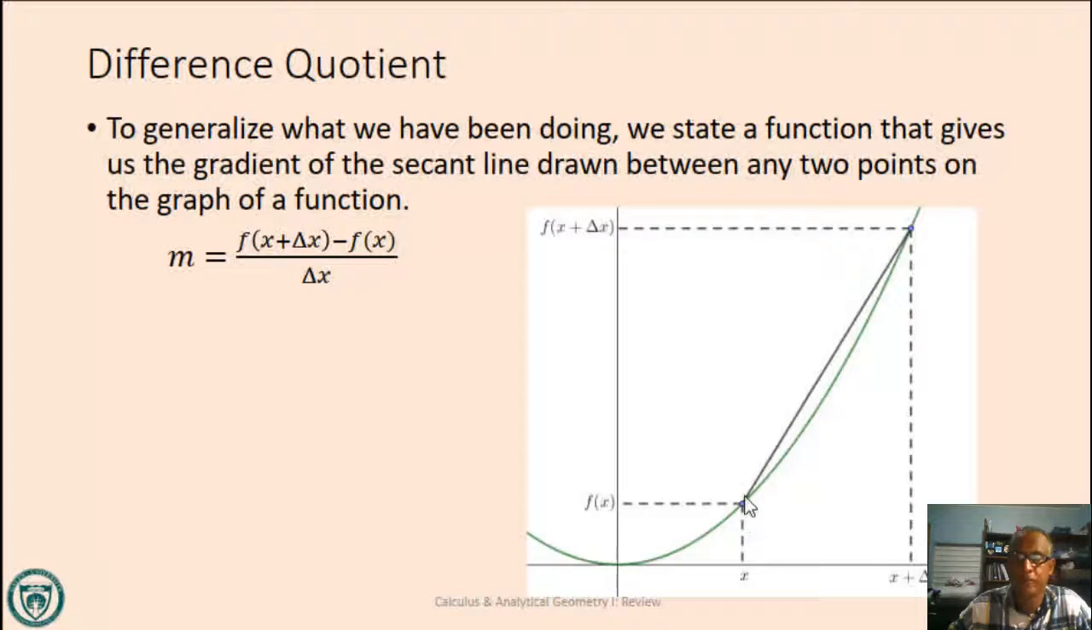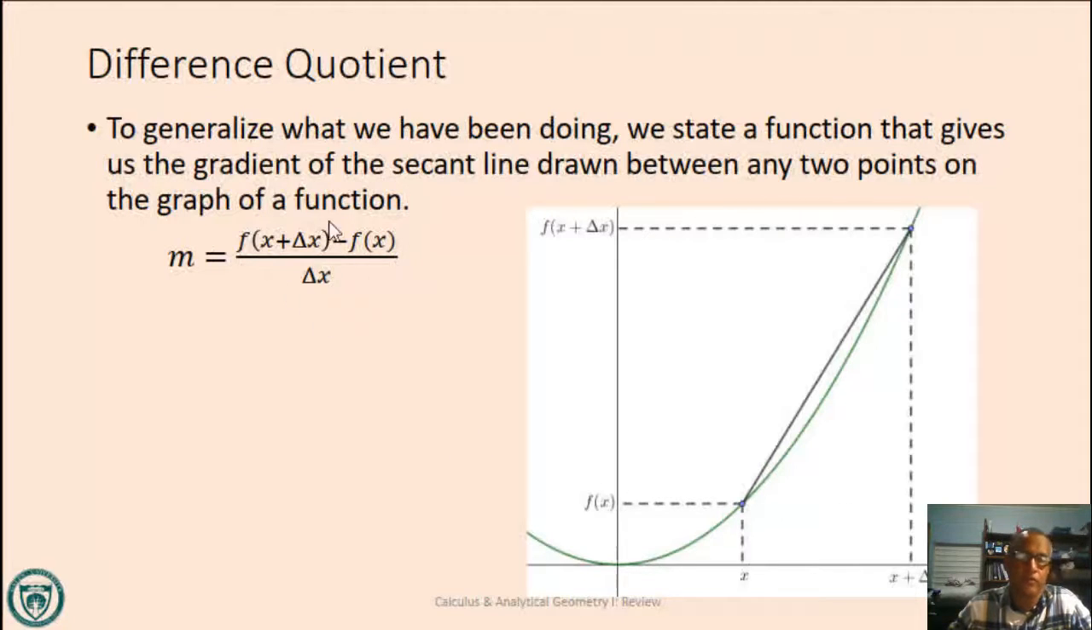So the point here will be x comma f of x, and over here we have this point, and the first coordinate is x plus delta x, and the second coordinate will be f of x plus delta x. Alright, and so we find the change in the y and divide it by the change in the x. Some books, a lot of books now, are calling this change here h. It doesn't matter. For now we'll call it delta x. It's a change in x, as long as you know what it means.